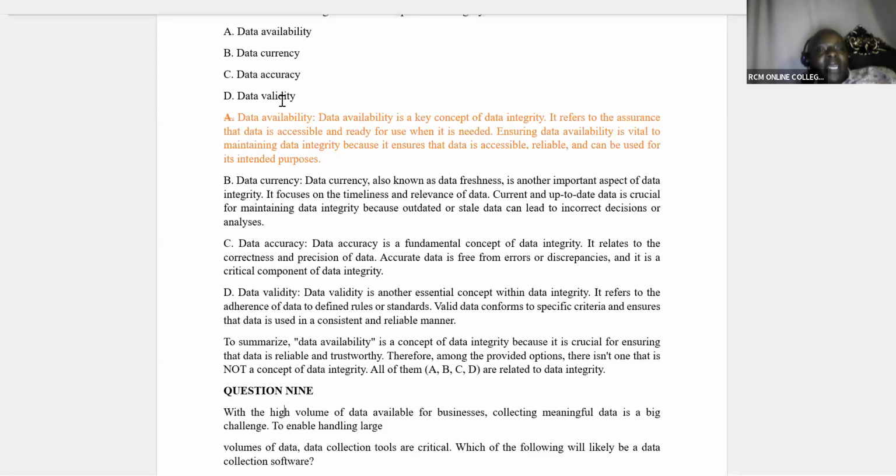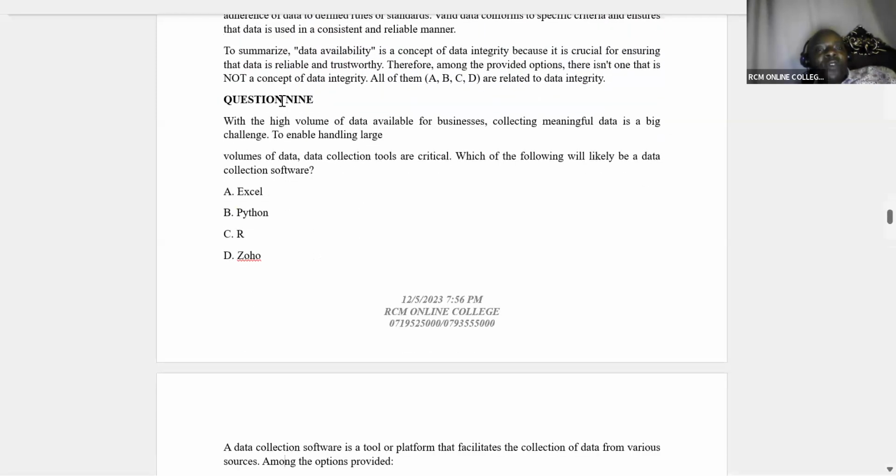Question number 9. With a high volume of data available for businesses, collecting meaningful data is a big challenge. To enable handling large volumes of data, data collection tools are critical. Which of the following will likely be a data collection software?